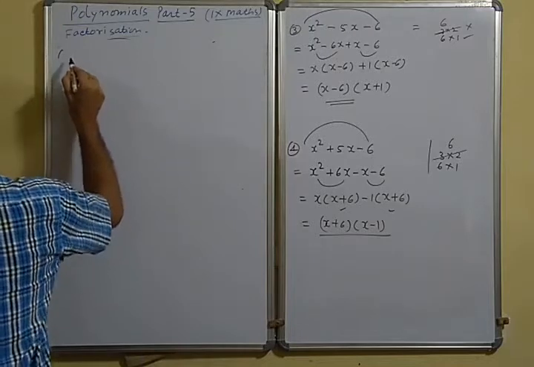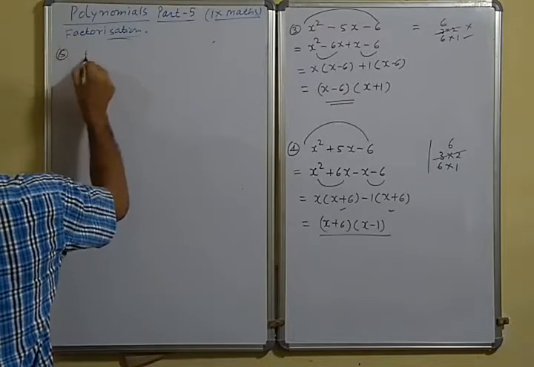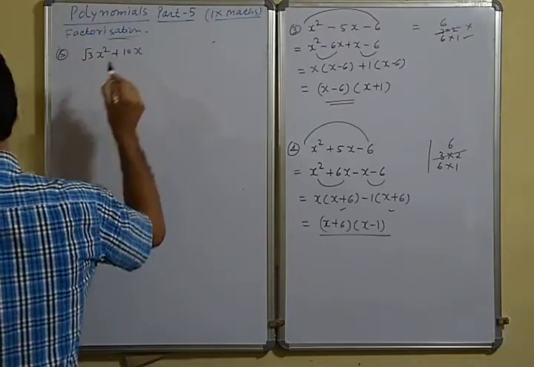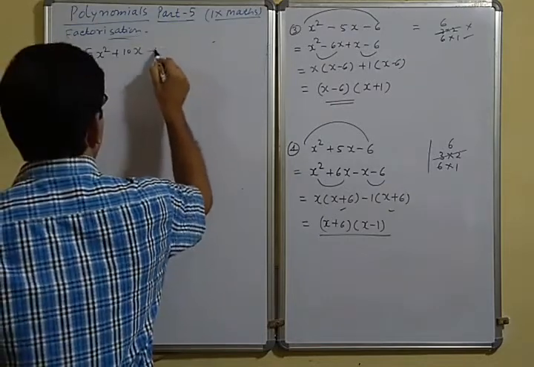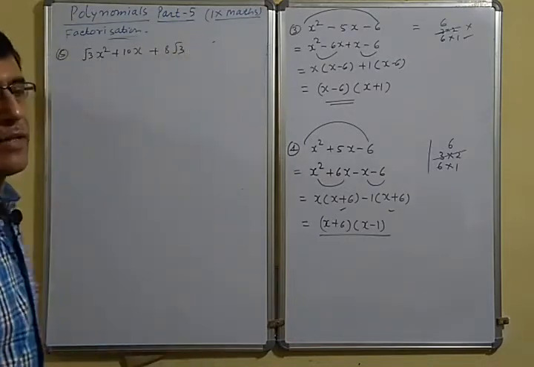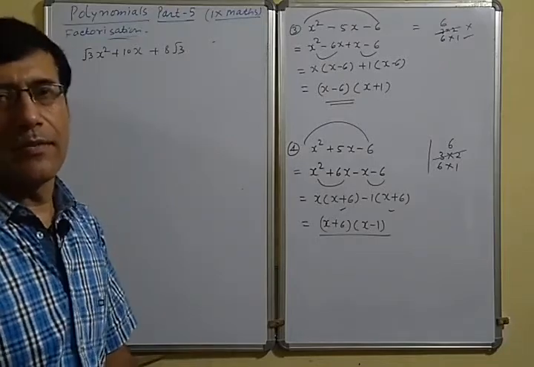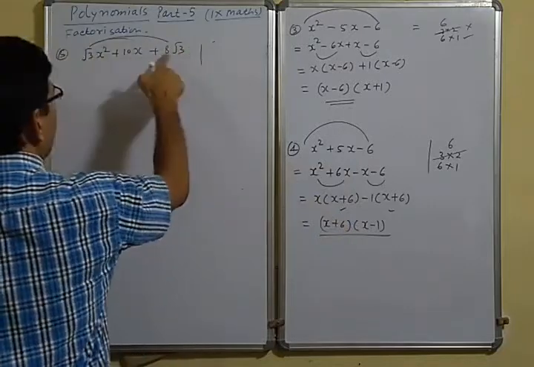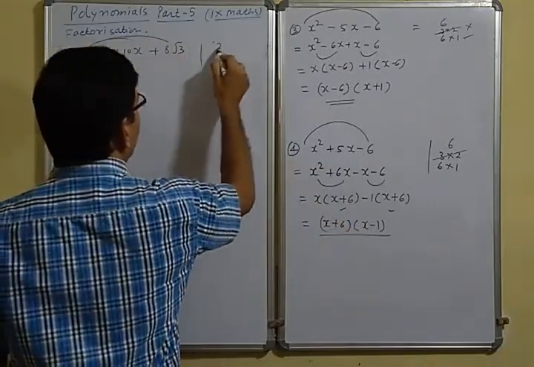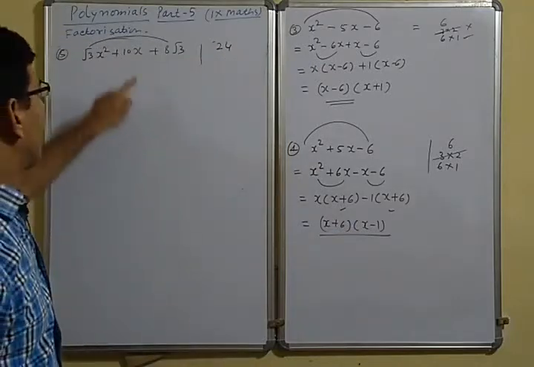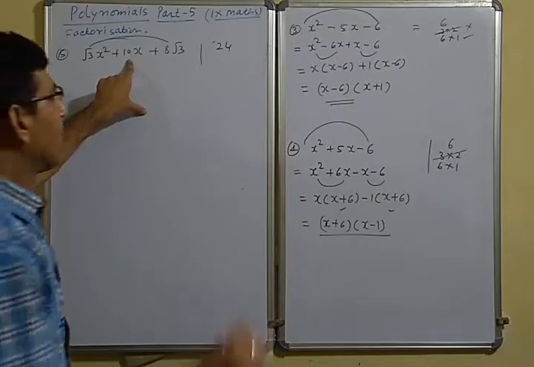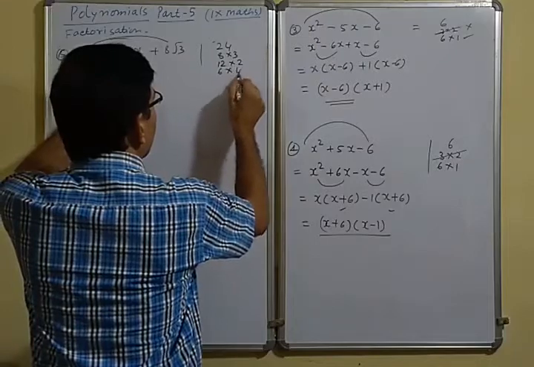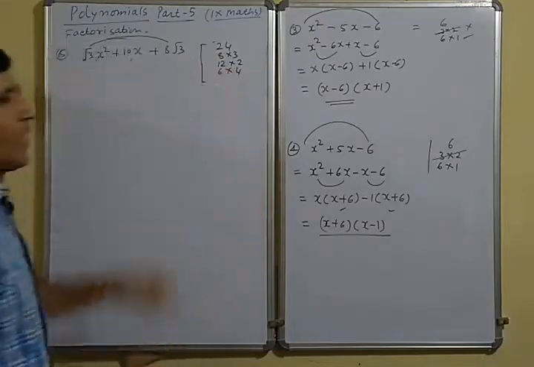Example number 5: root 3x square plus 10x plus 8 root 3. Now we have to factorize. Again we will apply the same method, a into c. So a into c becomes root 3 into 8 root 3, which is 8 into 3, 24. From 24 we have to find 10. Many factors are there: 8 into 3, 12 into 2, 6 into 4. Now you have to decide which factors to consider.